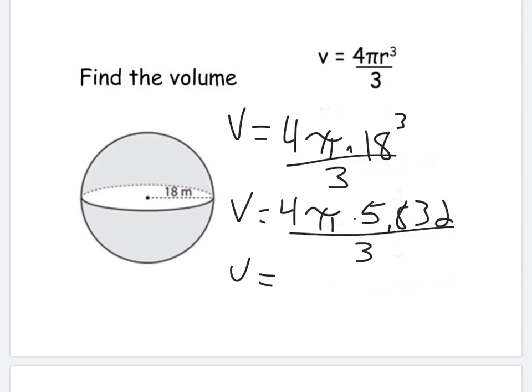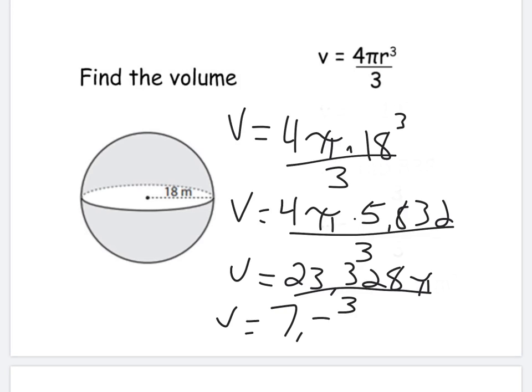The next thing we would do would be multiplication. So I'd have to multiply 5,832 by the 4, which gives you 23,328. I still have the pi, and then we're dividing that by 3. So if I divide that number by 3, we get the volume of the sphere being equal to 7,776. We still have the pi, and then our units are always meters cubed.